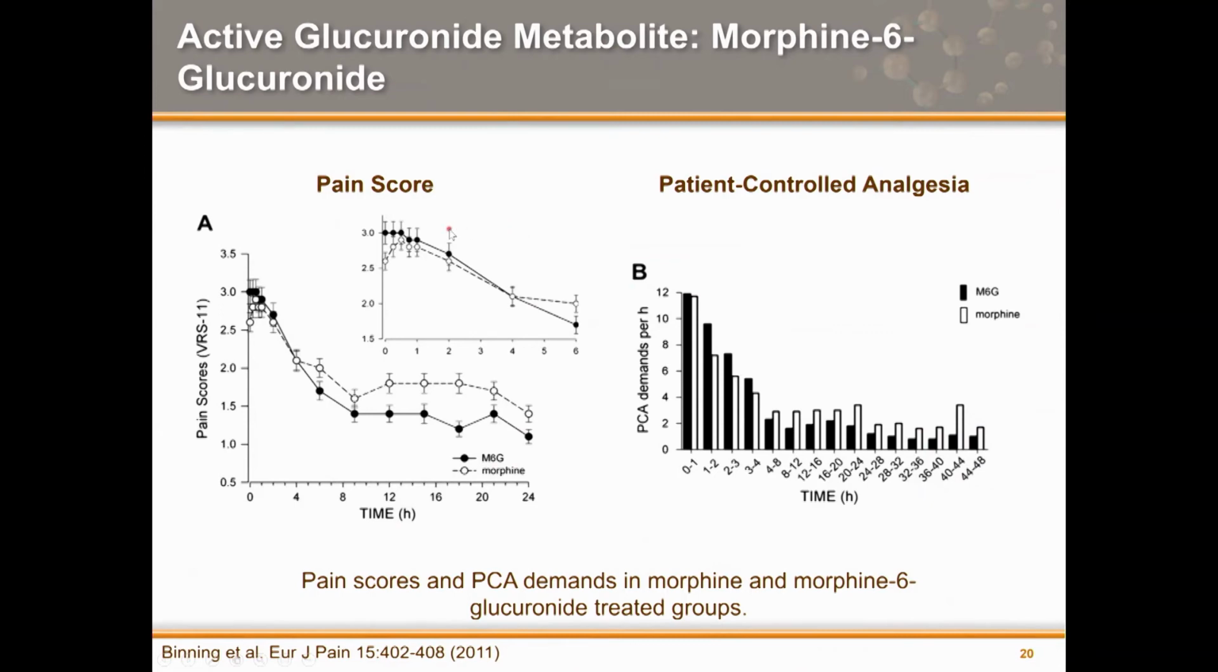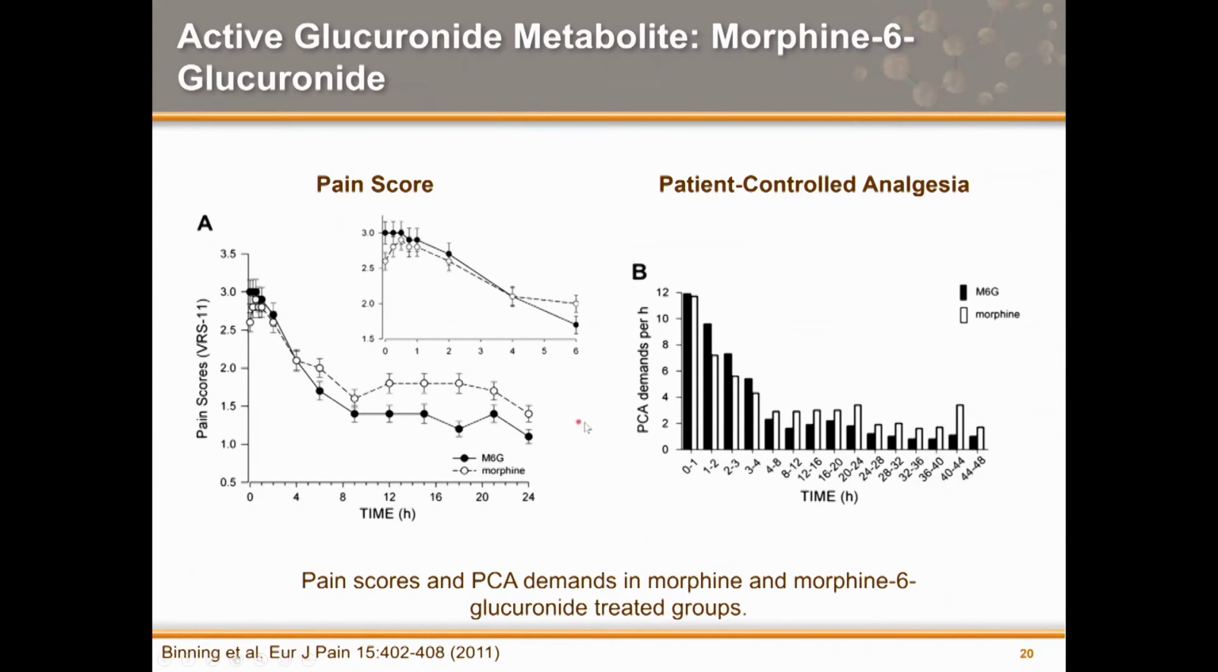So you can see if you look at this inset up here, at early times, the morphine 6-glucuronide does not give as good of analgesia as morphine itself. So there's some delay in the analgesic effect compared to the parent drug morphine, but after that, there's very little difference. And this clearly demonstrates that morphine 6-glucuronide is an effective analgesic.